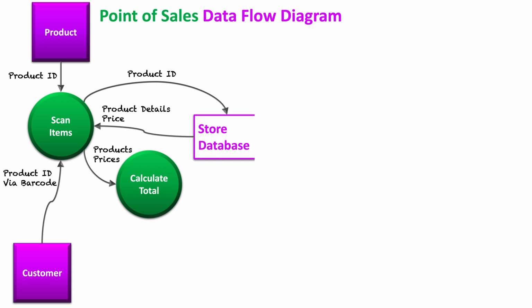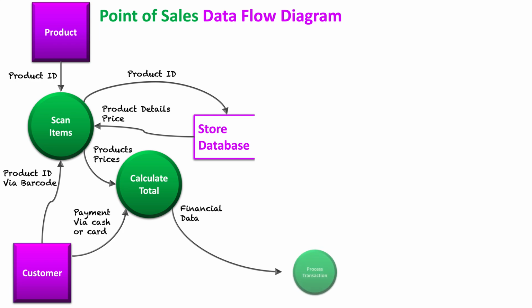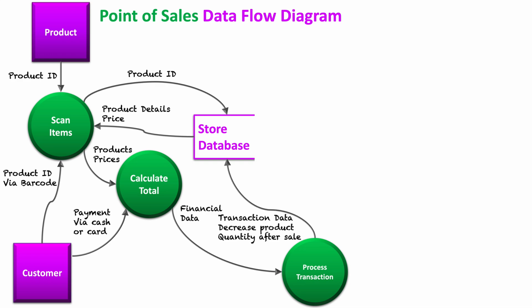Once we have a total, the customer then needs to make their payment via cash or card. When they've entered their payment details, the financial data is used to process that transaction. The store's database needs to be updated with the transaction data, the payment that's taken place, and obviously decrease the product quantity after that sale because we need to keep an eye on product quantity so that we don't run out. Okay, so that needs to make sure that we are deducting it from the store's records every time a transaction takes place and a product is sold.